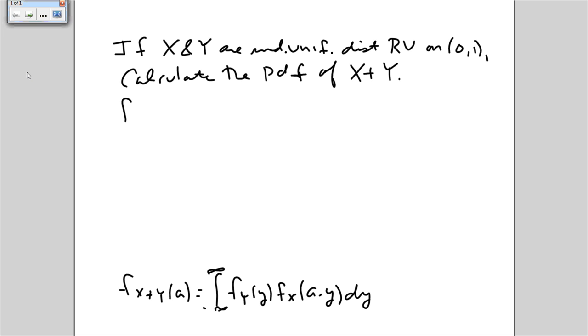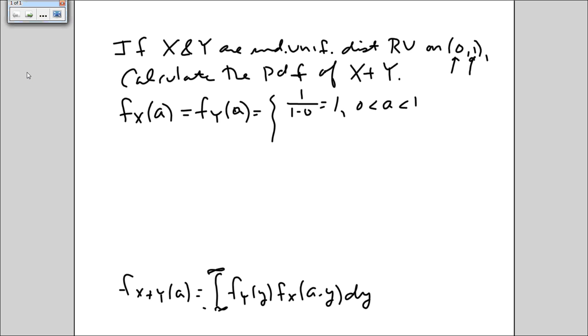Well, it turns out that the PDF of x at a is the same as the PDF for the y random variable at a. They're both equal to 1 over b minus a, which is 1. 1 over 1 is 1. But this is only if a is between 0 and 1. And it's 0 otherwise.